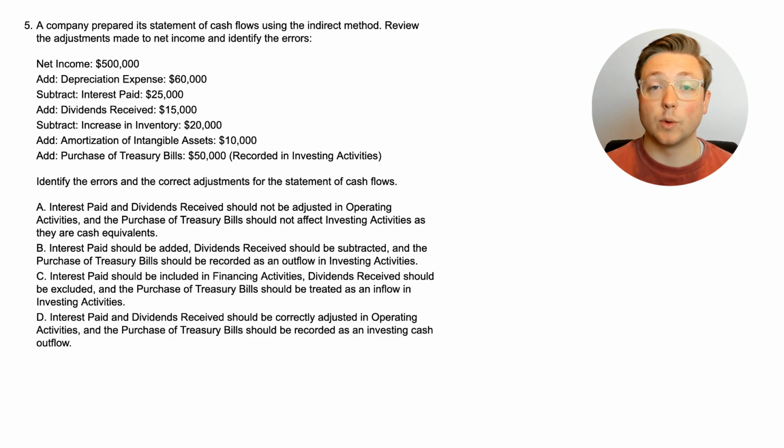All right, here we are at question 5. A company prepared its statement of cash flows using the indirect method. Review the adjustments made to net income and identify the errors. So they had net income, they added depreciation expense, they subtracted interest paid, they added dividends received, they subtracted an increase in inventory, they added an amortization of intangible assets, and they added a purchase of treasury bills, and they recorded that in the investing activities, by the way.